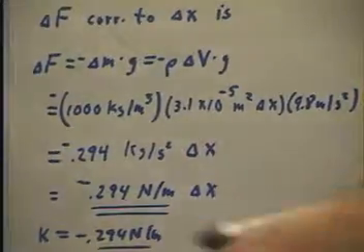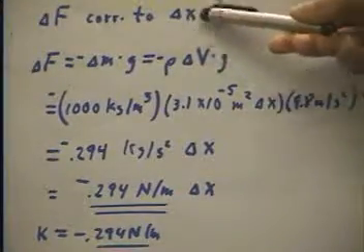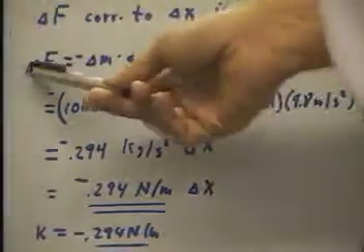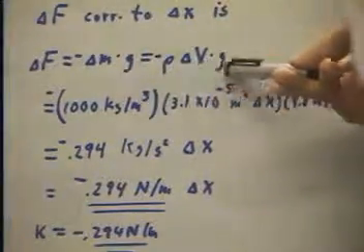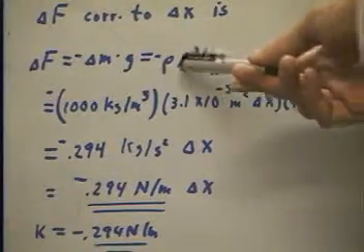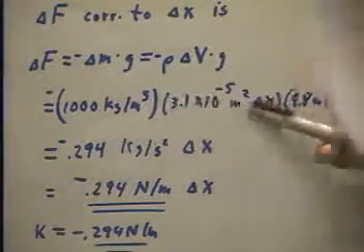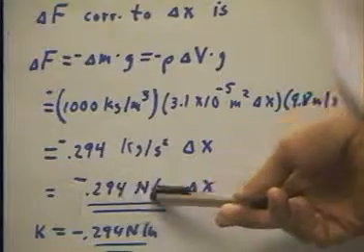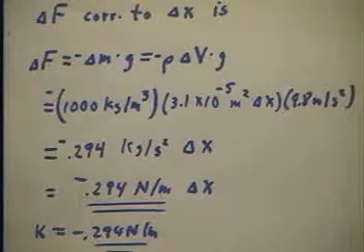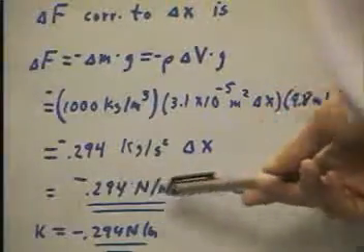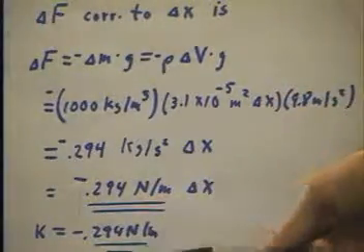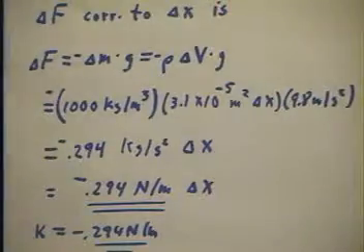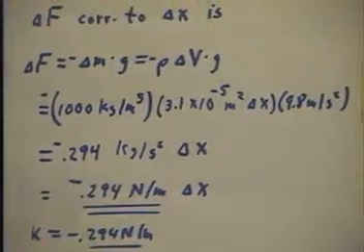From this we see that the delta F corresponding to the displacement delta x is negative rho delta V g. Rho is the density of water, delta V is the volume. And this comes out to negative 0.294 newtons per meter times delta x. Now, if F equals negative k delta x, then right there's our k. So here is k for this system, negative 0.294 newtons per meter.